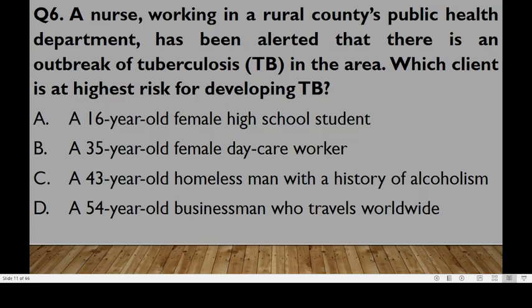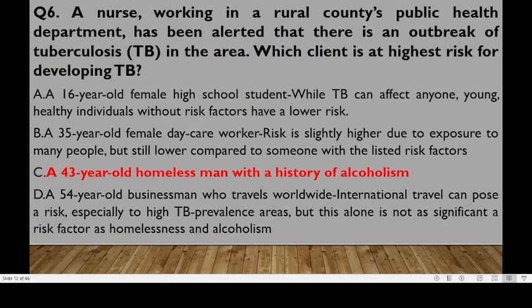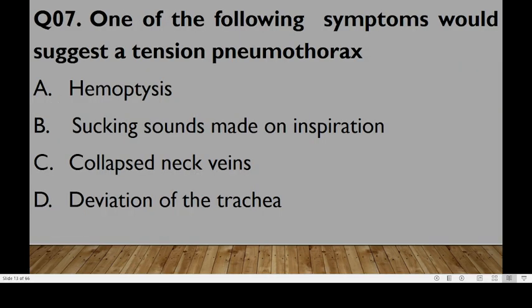A nurse working in a rural county's public health department has been alerted that there is an outbreak of tuberculosis in the area. Which client is at the highest risk of TB? The homeless man with a history of alcoholism is the one at increased risk.